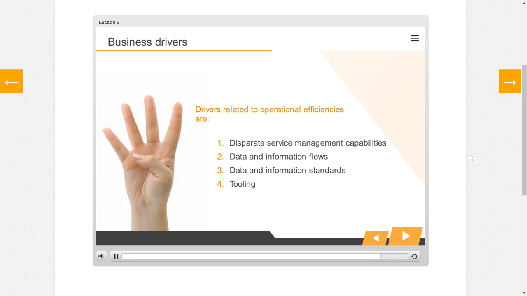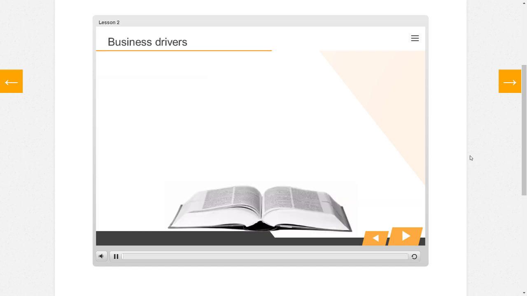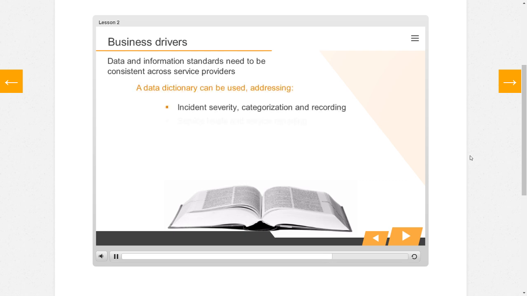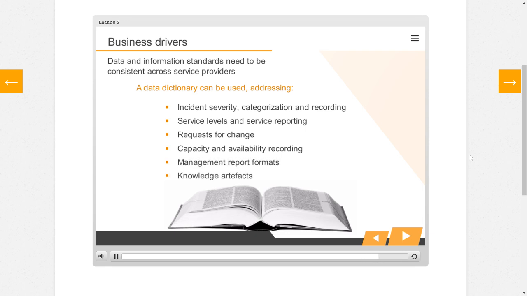Let's pick out data and information standards to study in more detail. Data and information standards need to be consistent across service providers. If one organization uses severity ratings for incidents, another uses priority ratings, and another uses red, amber, green statuses, it can be very difficult to coordinate and share information. In a SIAM environment, it's common to adopt a data dictionary that addresses the areas you can see on screen now.